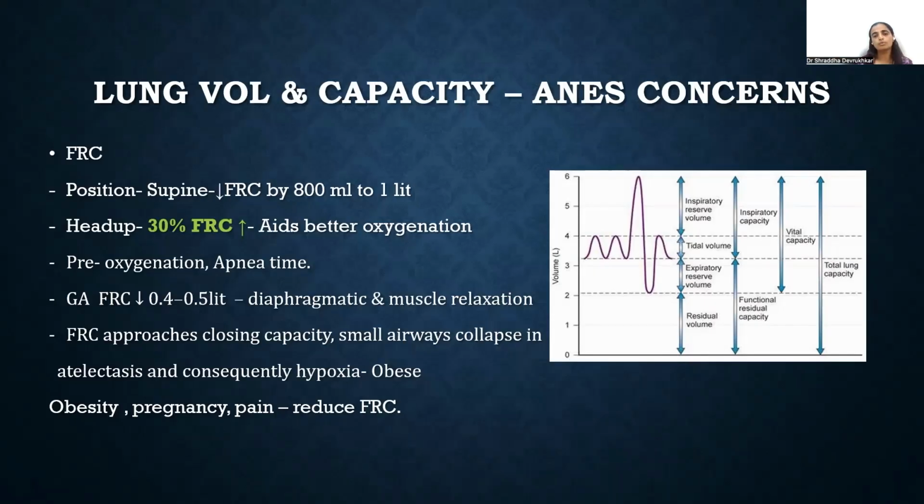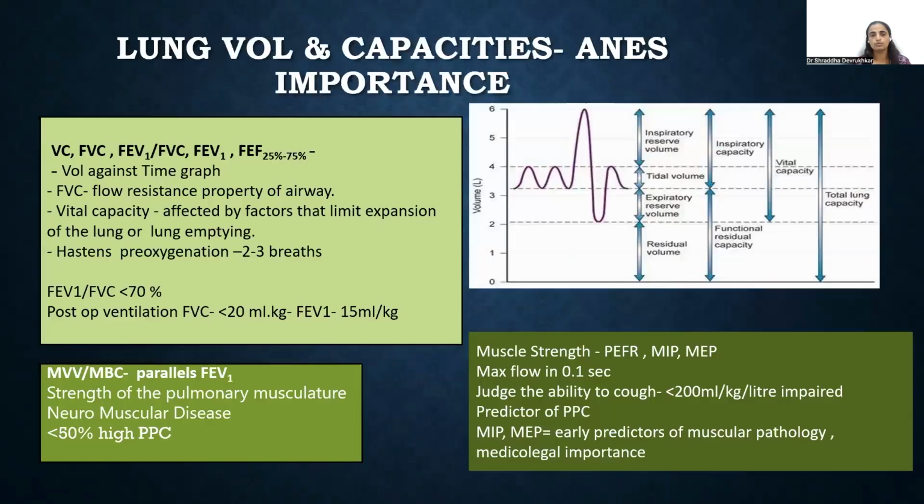As the FRC approaches the closing capacity, as we know, the small airways start collapsing and there is atelectasis, and consequently hypoxia can be seen, which is a very common phenomenon in obese patients. In them again, the FRC will drop and we have to enhance this FRC. Even in pregnancy, the last stages, twin pregnancy, PIH, cardiac failure, all these patients can have a drop in FRC. Pain is very important. The fifth vital sign has to be taken care of so that adequate breathing is done by the patient post-operatively, and that should not reduce FRC.